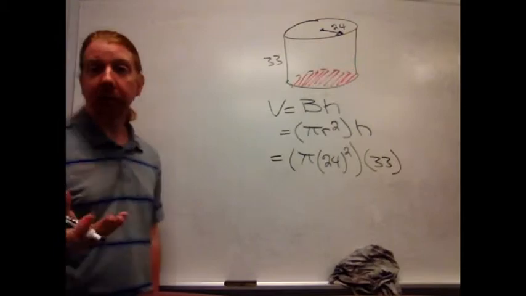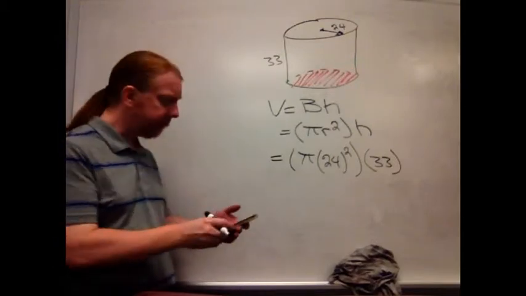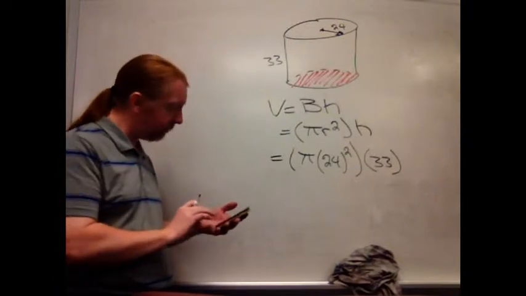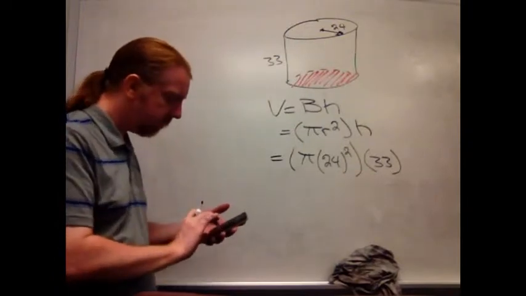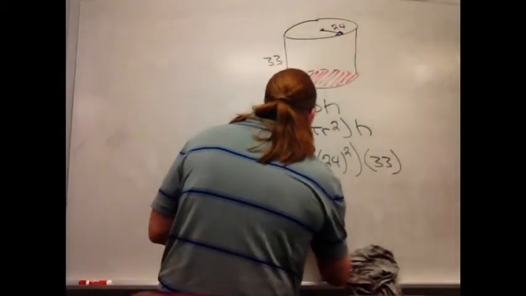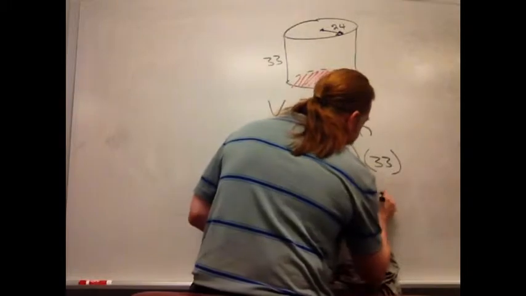Plug it all into the formula, shake, allow it to simmer at 350 degrees, and you get an answer of 19,008 pi.